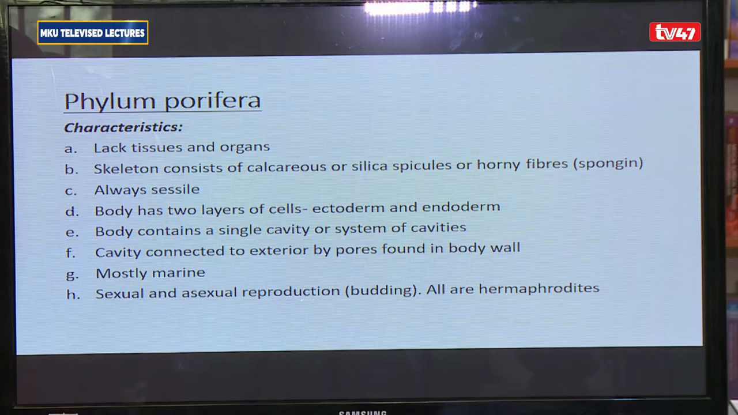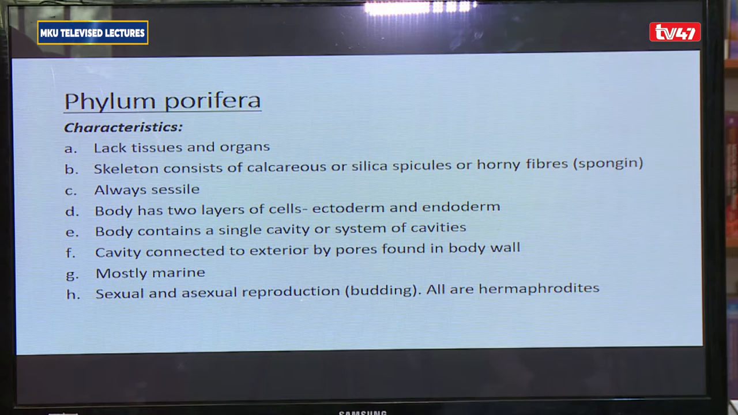Number four, the body has two layers of cells in its early developmental stages. The two layers of cells, you have the ectoderm, the outer layer, and the endoderm, the inner layer. Now, because it has got two layers of cells, we say they are diploblastic. Di meaning two. The body basically consists of a single cavity or a system of cavities, and then they communicate to the exterior via pores that are found in the body wall. These many pores in the body wall connecting the cavity that makes up the body and the exterior are what give the Porifera their name, which means pore bearer.